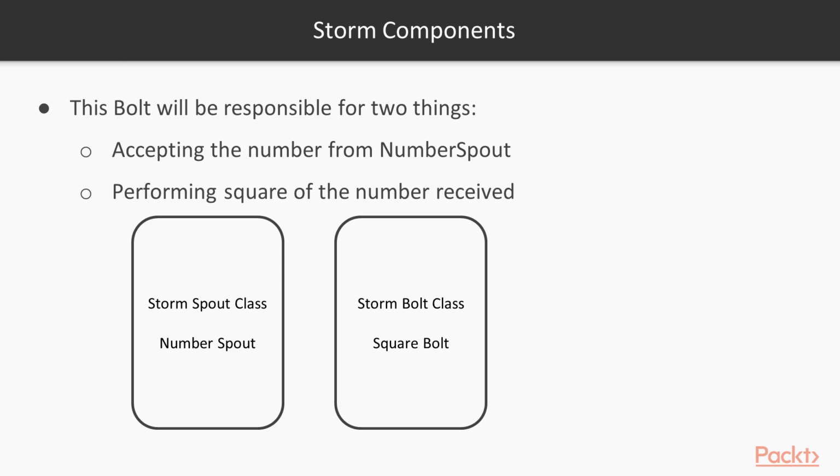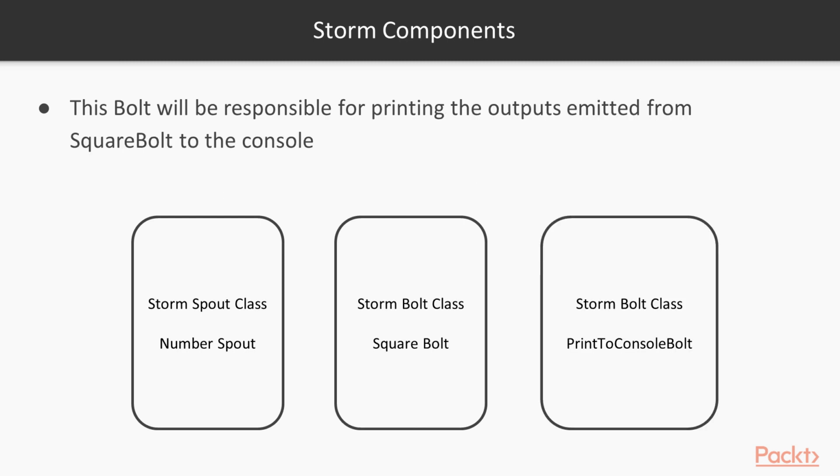This square bolt is responsible for two things. One, for accepting the number from the number spout, and second, to perform square of the number received. And whatever is the result generated by this bolt will be given to the print to the console bolt, where this bolt will ensure that it will print the results back to the console. So these are the three major components that we will design.